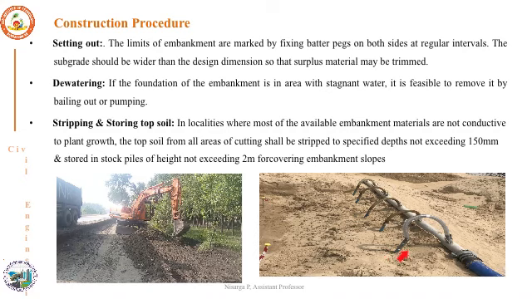After the dewatering is done, the stripping of the topsoil has to be done. Whatever vegetation is there has to be removed, and the topsoil from those areas has to be taken out. Generally the top 150 mm of the soil will be removed so that there will not be any vegetation growth at later stages. The topsoil which has been removed will be stored in stockpiles of height not exceeding 2 meters, and this will be used for covering the embankment slopes.